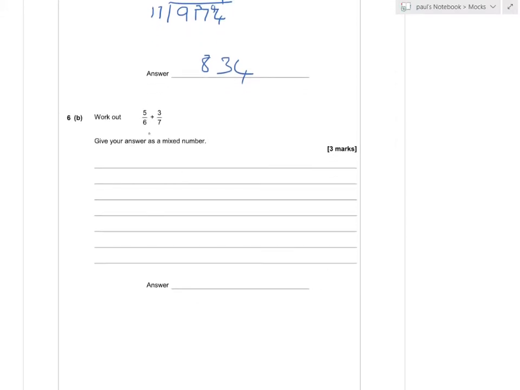Work out this to a mixed number. Alright, so 5 over 6 plus 3 over 7. Right, so 6 7s are 42. Cross multiply: 35 plus 18 is 53. So we've got 53 over 42, which equals 1 and 11 over 42. That's a peculiar number, but they seem to like it.